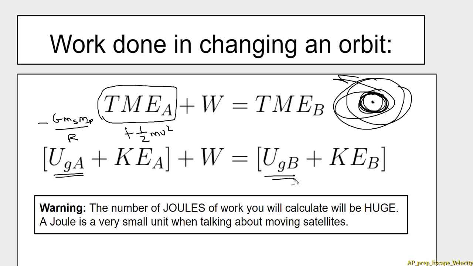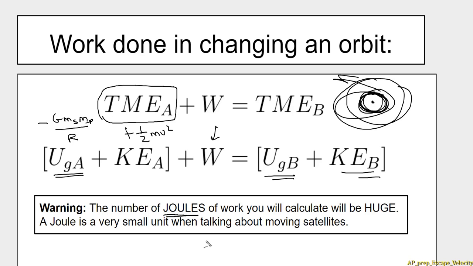And then, this is the final slide. Don't freak out if you get 10 to the 6 joules. A joule is a tiny unit for engineers, and it's even tinier if you're talking about massive spaceships, shuttles or whatever. So don't freak out if you get tons of joules. We're not dropping ping pong balls in the physics lab.